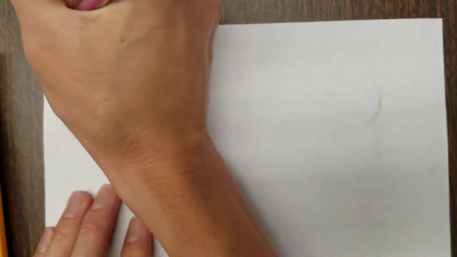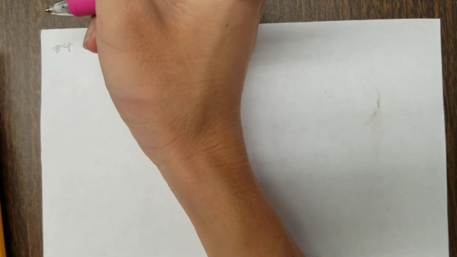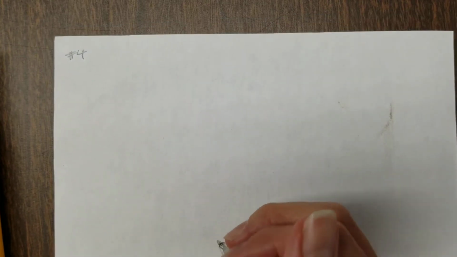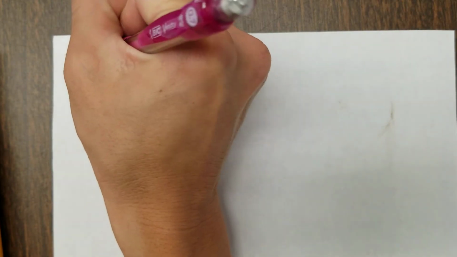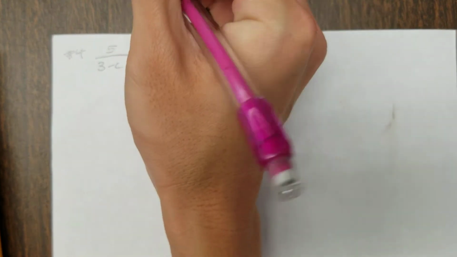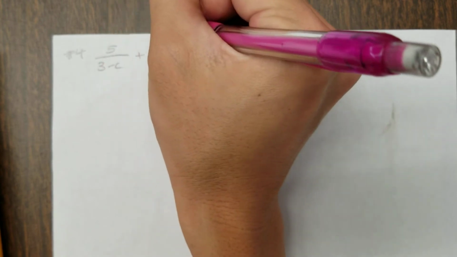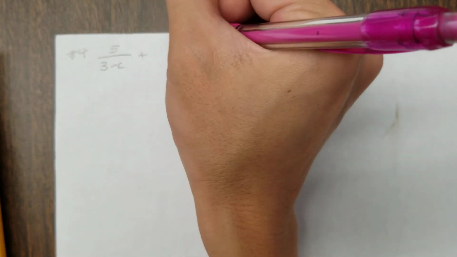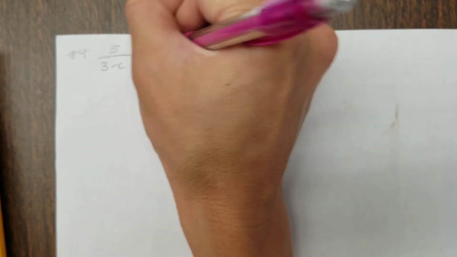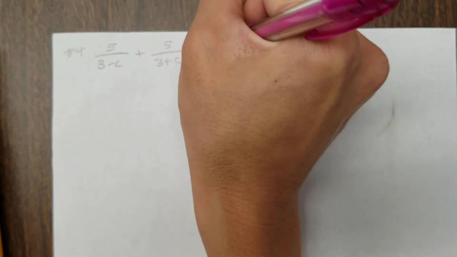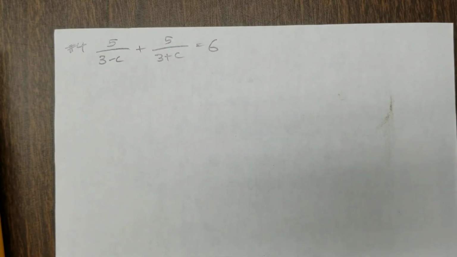So, let's do that fourth problem. I'm going to show you that fourth problem. Number 4, on the back side. Kelsey is kayaking down a river. Right, 5 divided by 3 minus c plus 5 divided by 3 plus c equals 6. Okay?